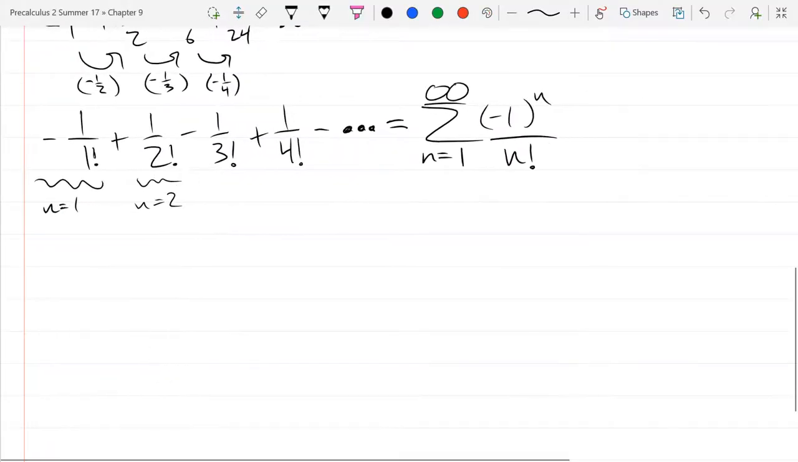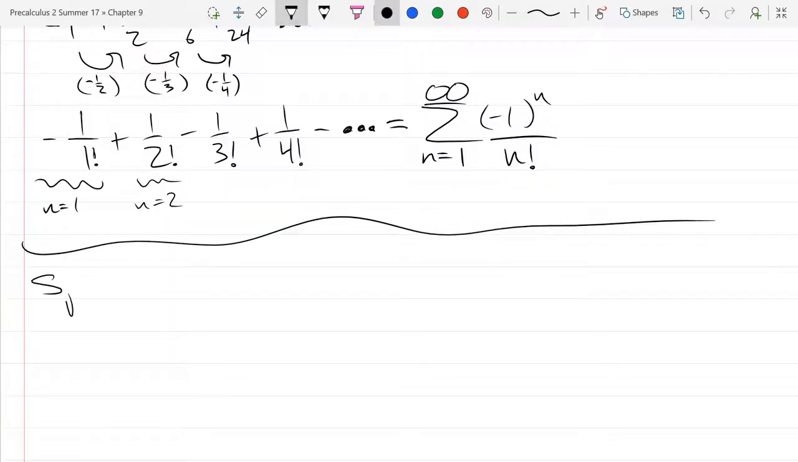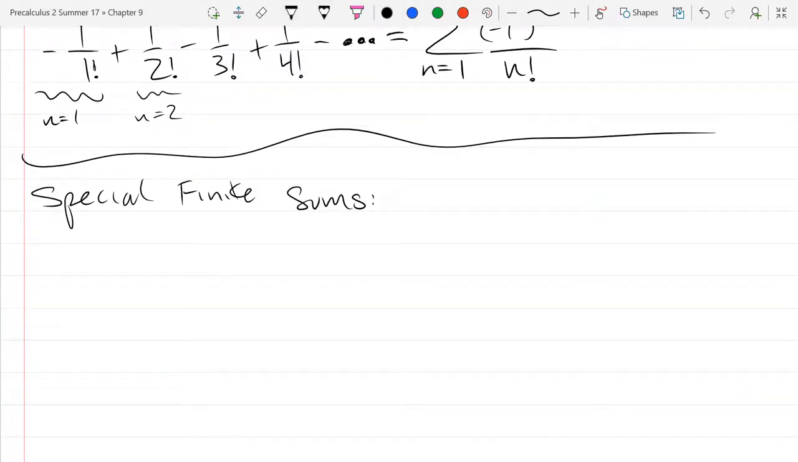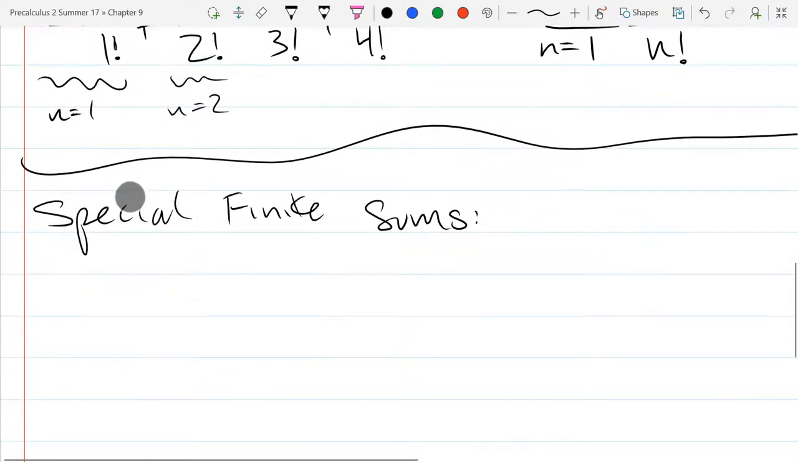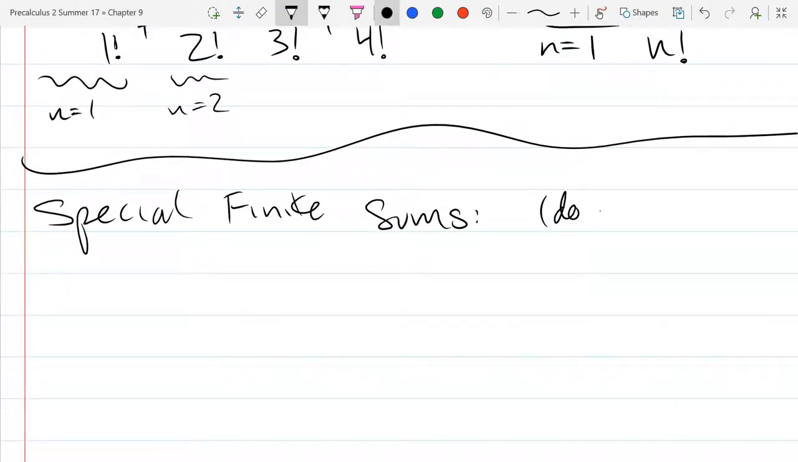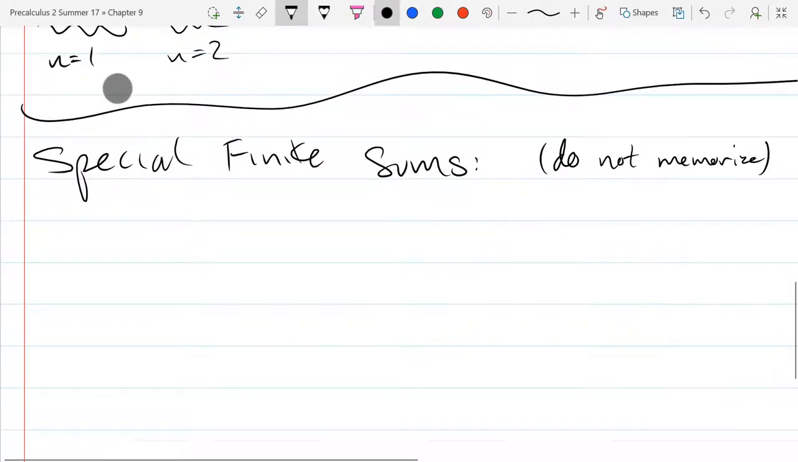Now we're going to look at finite sums and some formulas for these. These are special finite sums. So the first one we have, you do not need to memorize these. I'll put them on a cheat sheet. So do not memorize. Of course, you can always memorize anything you want, but you don't have to memorize these.